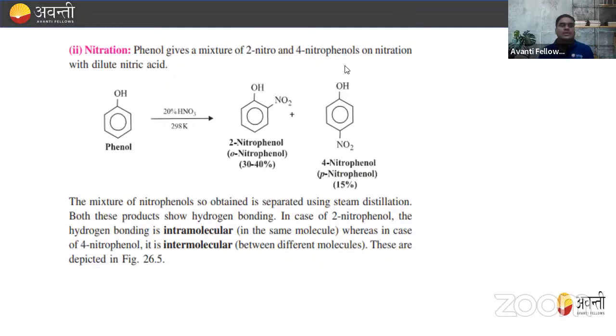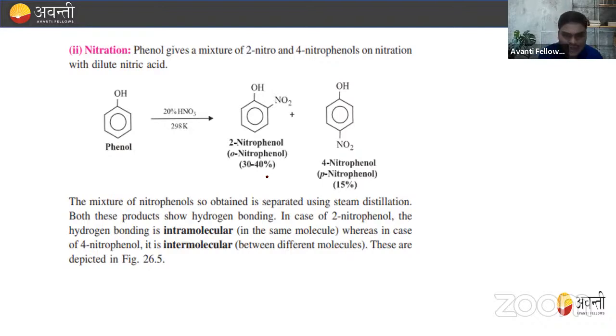Very good. Now, the mixture of nitrophenol so obtained is separated using steam distillation, right? So हम लोग को दो प्रोडक्ट मिल गया. सबको क्लियर ये चीज? दो प्रोडक्ट मिला, that is ortho and para. Why ortho and para only, beta? Because this is an electron donating group, and we know that whenever there is an electron donating group like phenol, the substitution takes place only at ortho and para position.